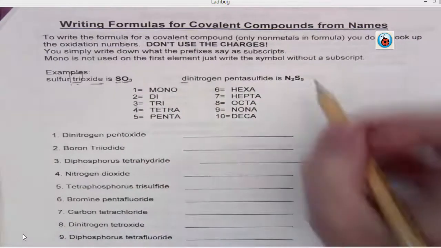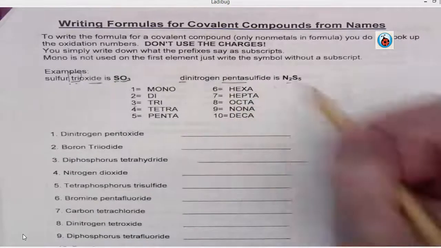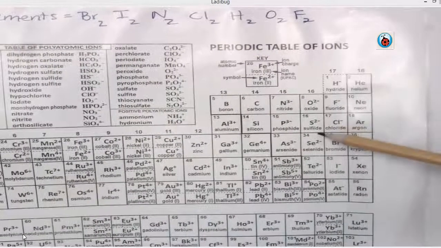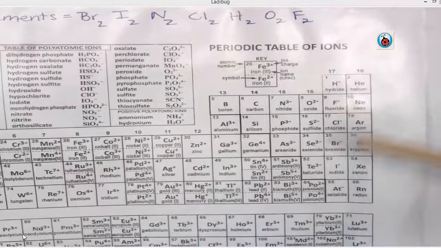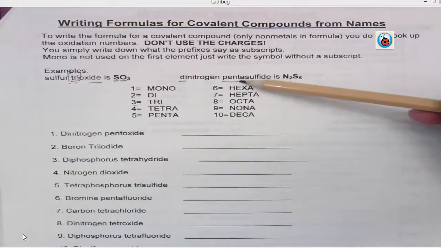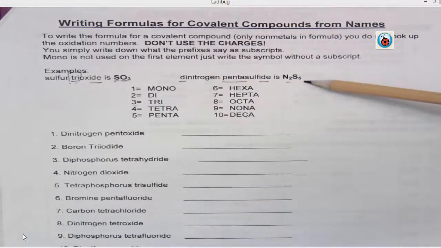All right, on this one, I've got dinitrogen. So how many nitrogen do I have? 2. Pentasulfide. And again, remember that second element gets the IDE ending. So if you're confused, you can get your ion chart, and there's sulfide, oxide. Okay, that can help you find those. And how many sulfur do we have? We have penta. Okay, and what's penta? 5. So I put a 5 there.